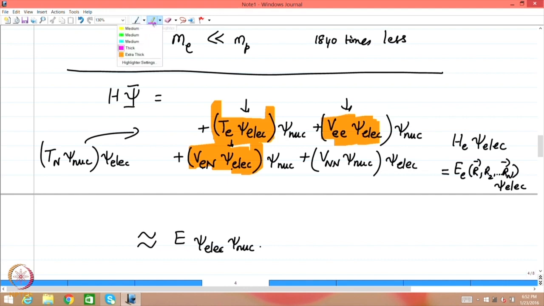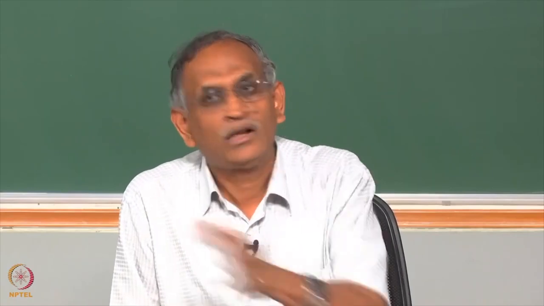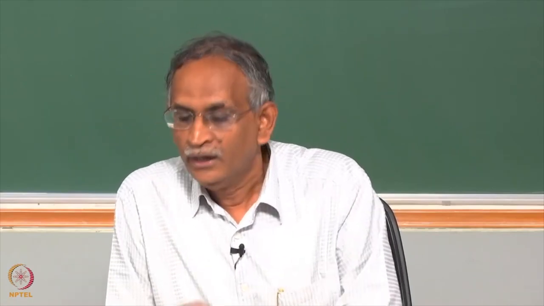Let's use a different color. The rest of the problem contains the nuclear kinetic energy, the nuclear repulsion energy, and of course, when you solve this or when you substitute this by HE, you have to put this back into that equation. Therefore, all the things which are in green are known as the nuclear Schrodinger equation, and that's what you solve in molecular spectroscopy. And what do you get in the nuclear equation?